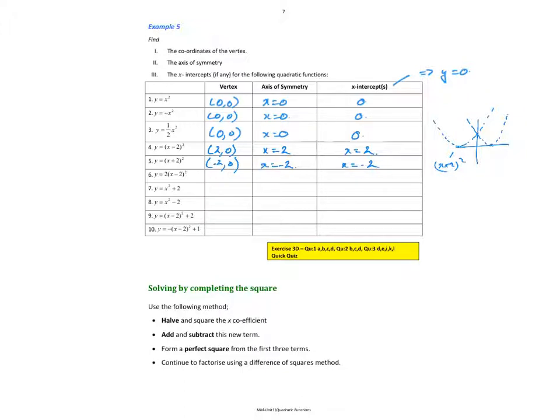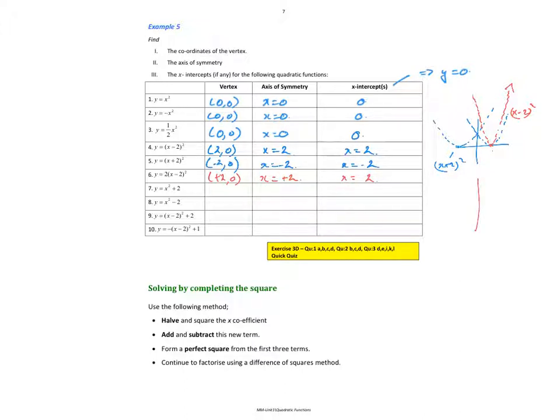2 out the front just makes my graph a little bit fatter. So if I compare this graph here, this was x minus 2 all squared, so 2 times x minus 2 all squared is going to make it a bit bigger. A half out the front doesn't change anything except make the graph a bit skinnier. So what does that mean? It means that my vertex is still at +2, 0. x equals +2 is my axis of symmetry. My x-intercept is still at x equal to 2.